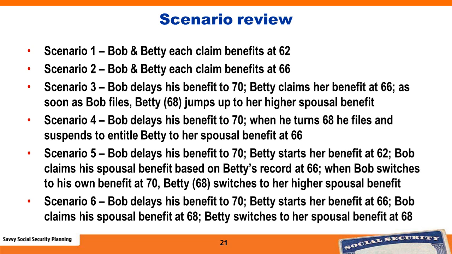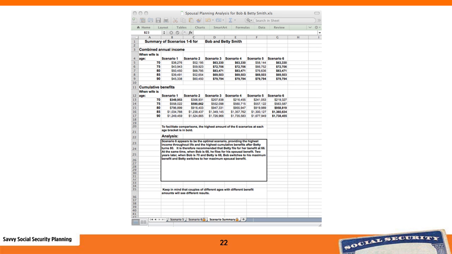In scenario 6, Bob again delays his benefit to age 70. Betty starts her benefit at 66, so there will be no reduction when she later switches to her spousal benefit. As soon as Betty files for her benefit, Bob, who will be 68, files for his spousal benefit. 2 years later, when Bob is 70 and Betty is 68, Bob switches to his maximum benefit and Betty switches to her maximum spousal benefit.